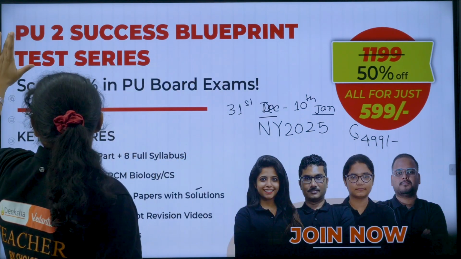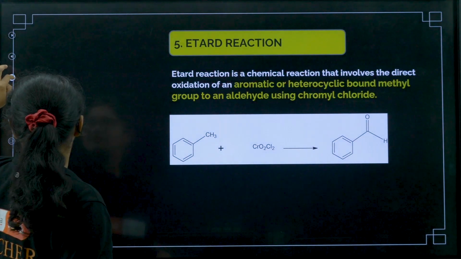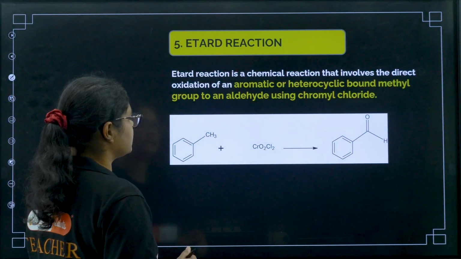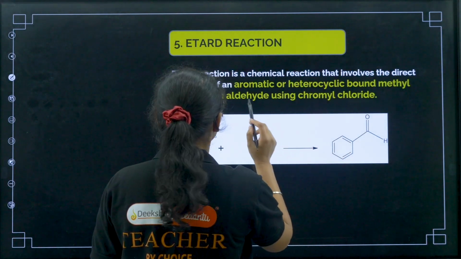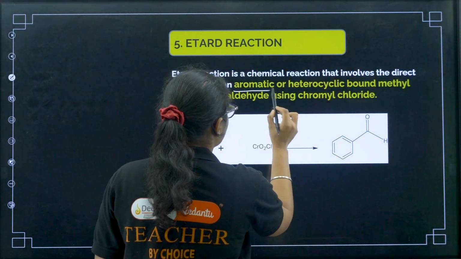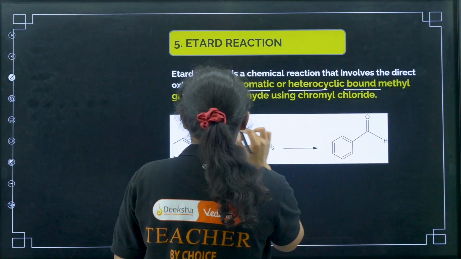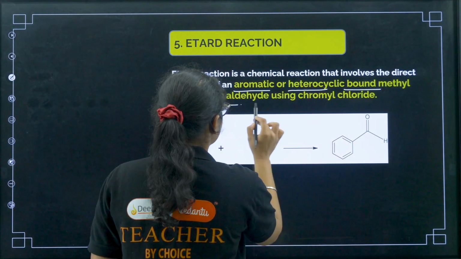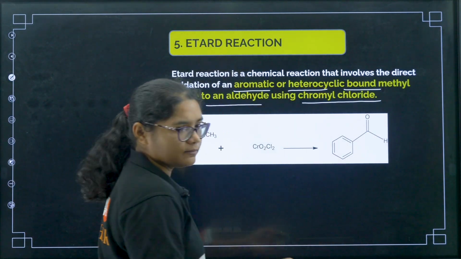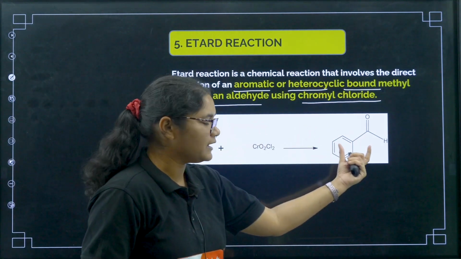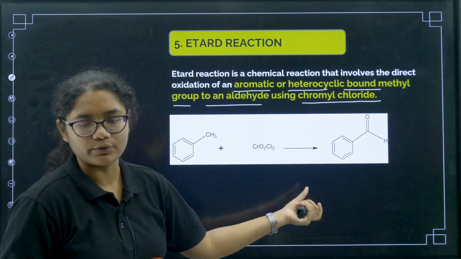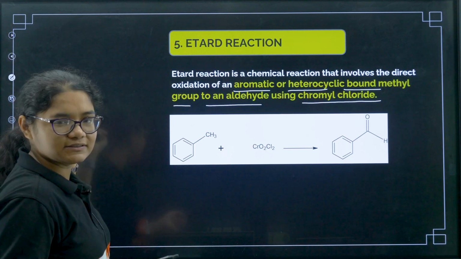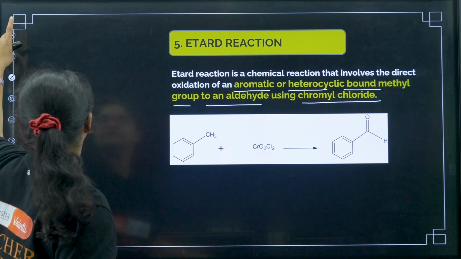Fine. Now we will go to the next reaction, that is letter E, Etard reaction. Etard reaction is a chemical reaction that involves the oxidation of aromatic or heterocyclic bound methyl group. So you can just write down toluene is converted to aldehyde in presence of chromyl chloride. Next we'll go from E. I don't think any other reactions are there. Yes, coming to F, we have Finkelstein reaction.